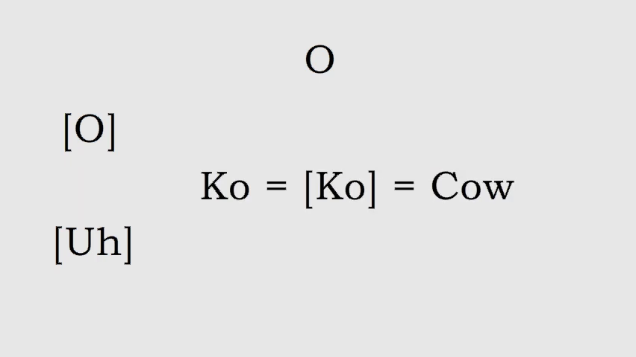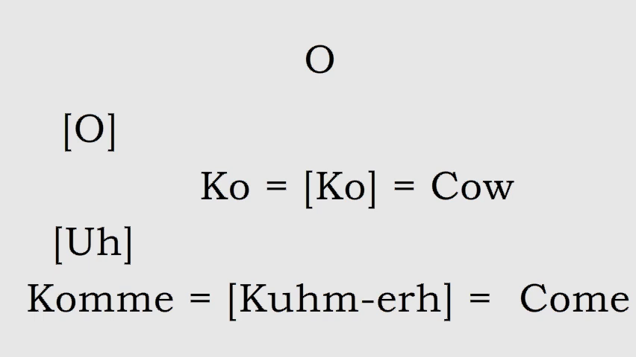We get to the fourth vowel, O. This is typically pronounced like the pure O, but sometimes it takes the high O sound. Two examples, ko, which means cow, and komme, which means to come.